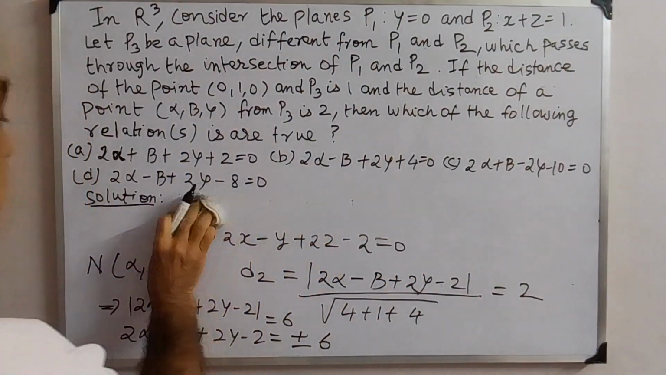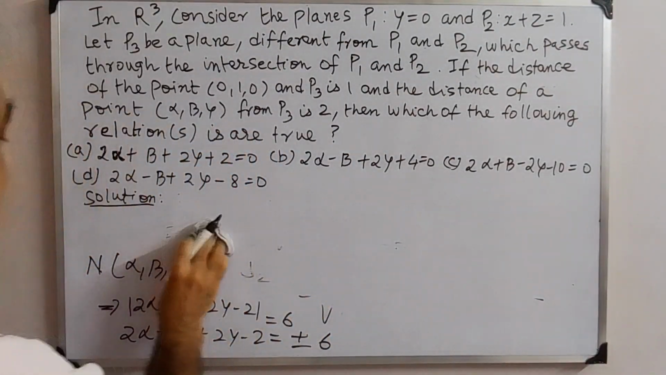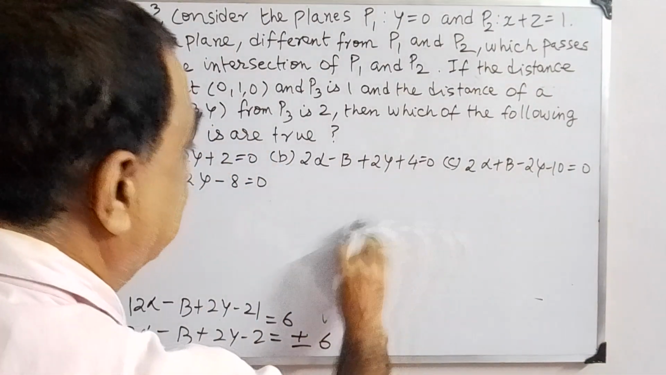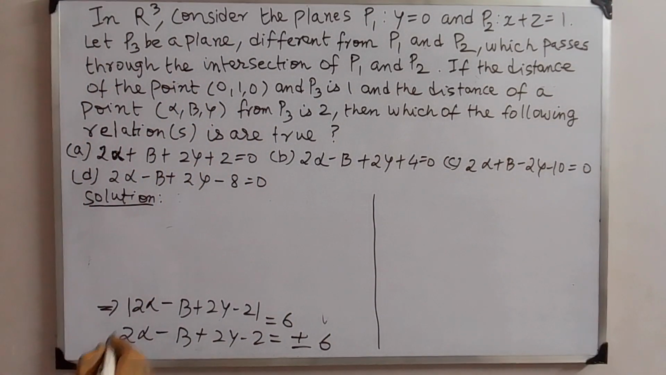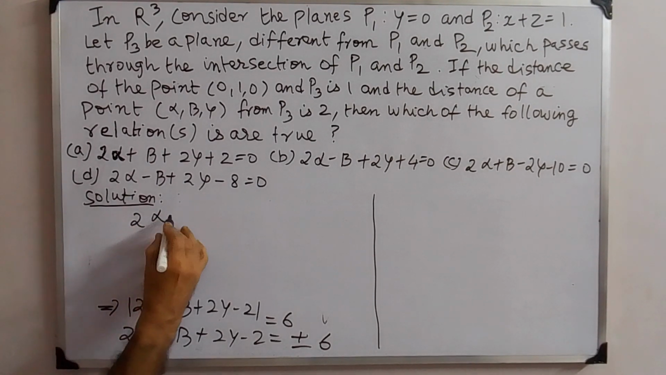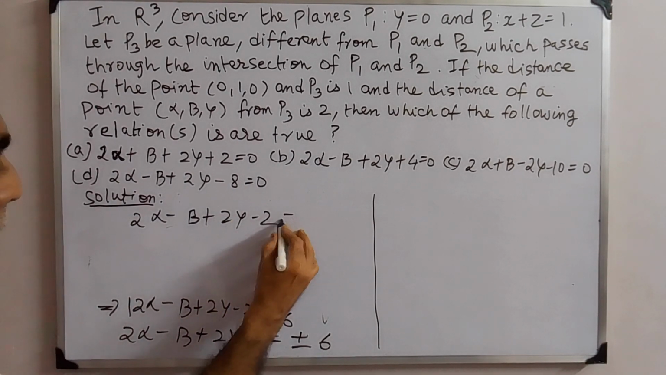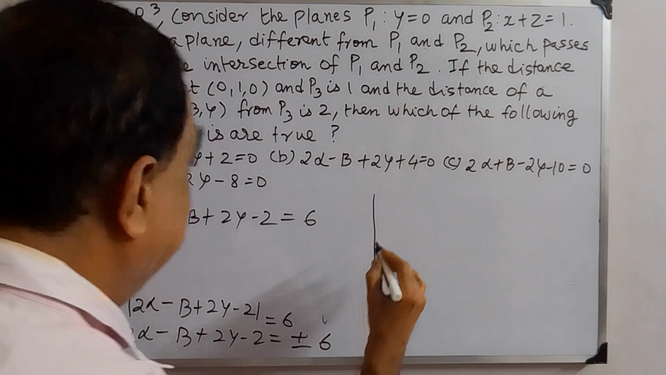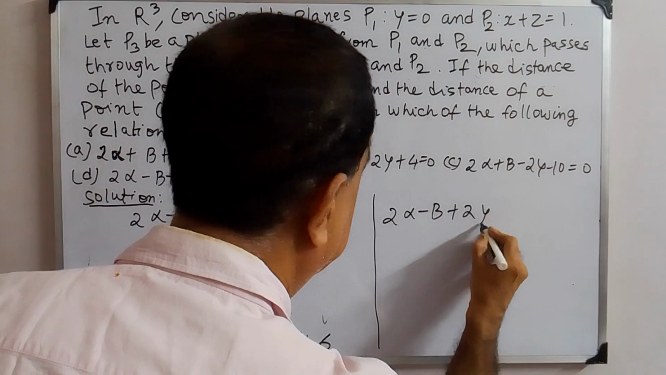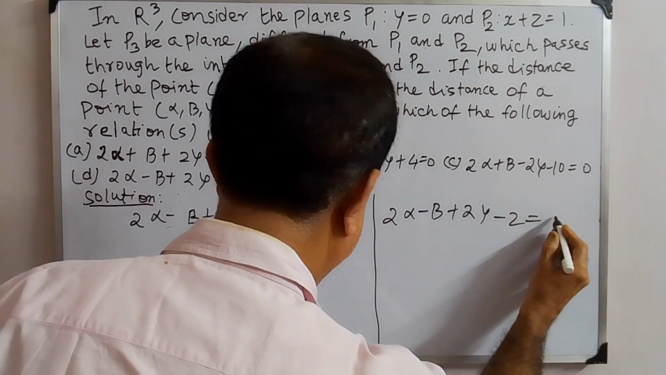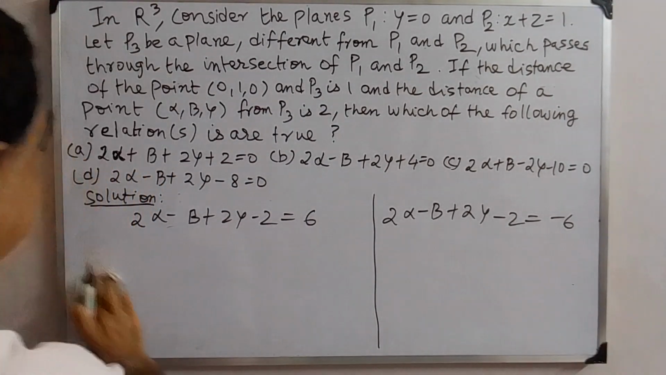Okay, so now once I will take plus 6 and once I will take minus 6. Okay, so here I am drawing a half line. So here I am getting 2 alpha minus beta plus 2 gamma minus 2, here I am taking plus 6, and 2 alpha minus beta plus 2 gamma minus 2, and here I am taking minus 6. Okay, so now simplify this.